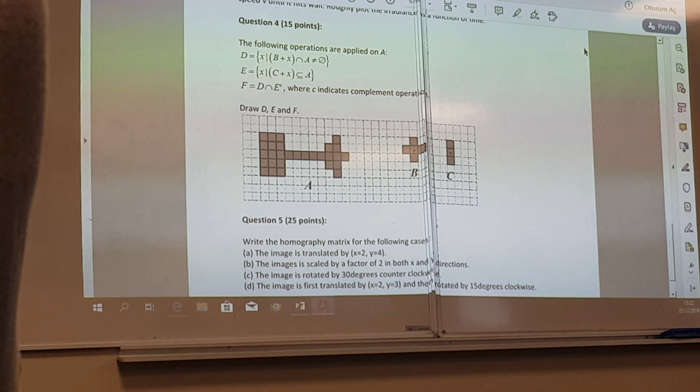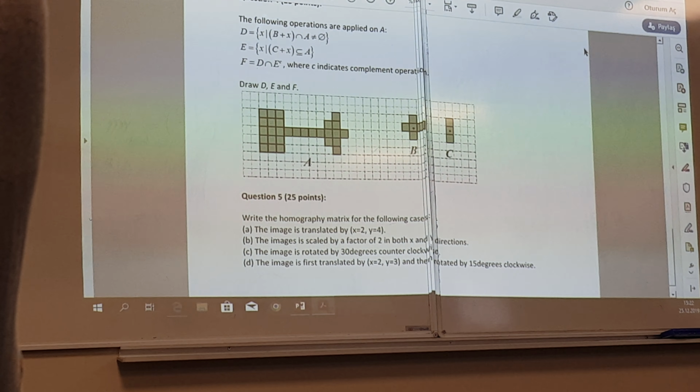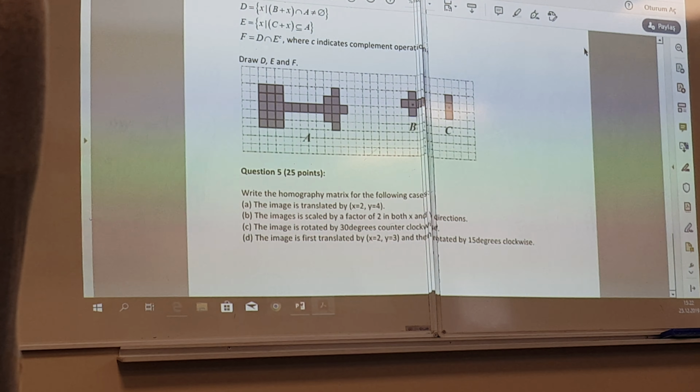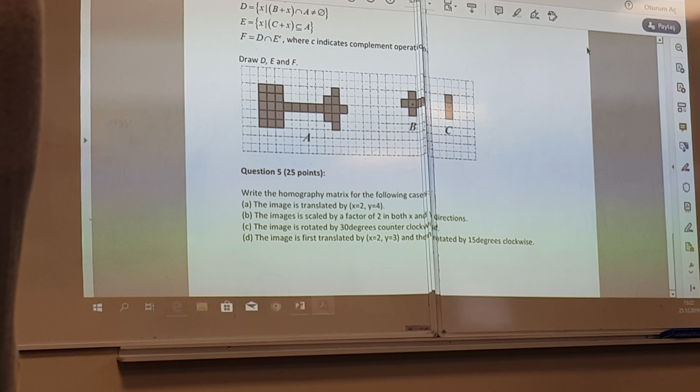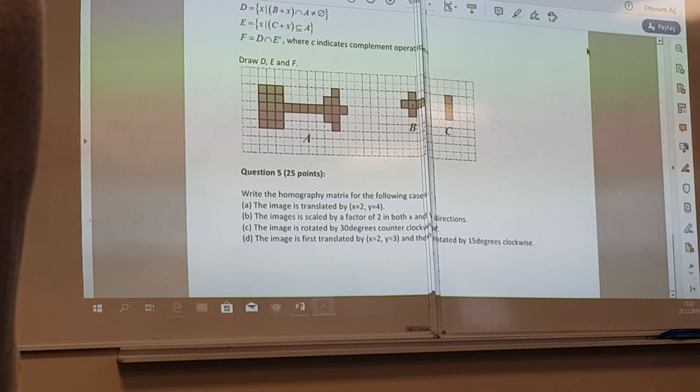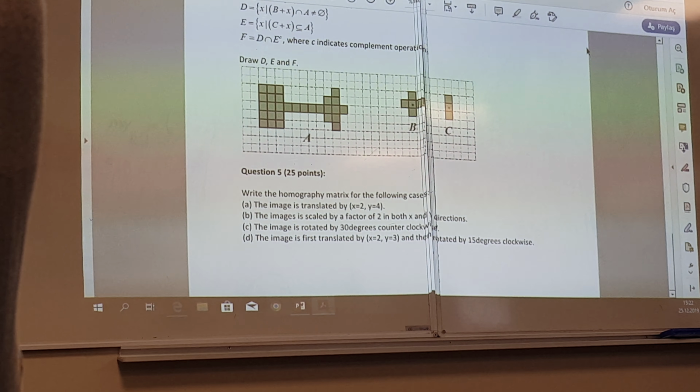This I'm not going to ask in the exam because we already covered that part and asked it in the midterm exam. And the final one is: write the homographic matrix for the following cases. The image is translated by x2, y4. Do you remember the homographic matrix? A little bit? Yeah. Okay.